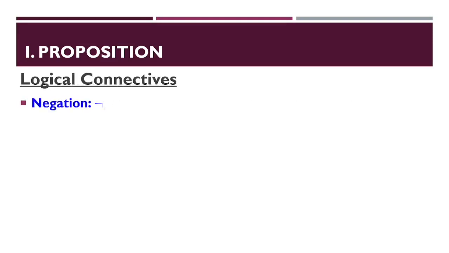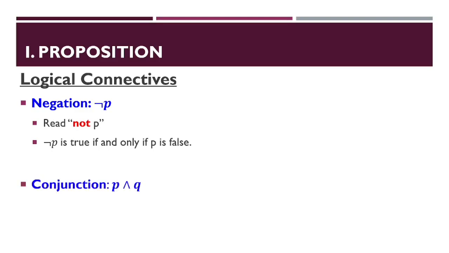For logical connectives, the first one is negation. This reads not p. The negation of p is true if and only if p is false, and vice versa. The negation of p is false if and only if p is true. Next is conjunction. This reads p and q. The conjunction of p and q is true if both p and q are true.